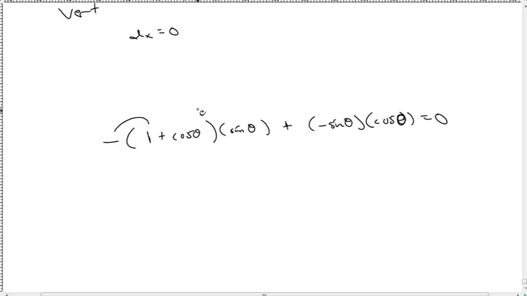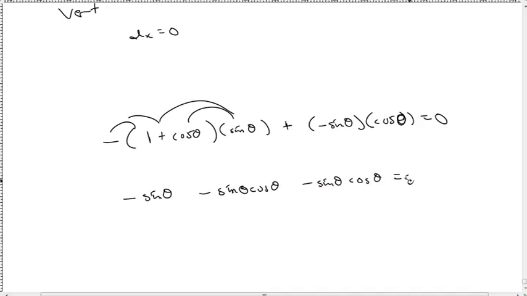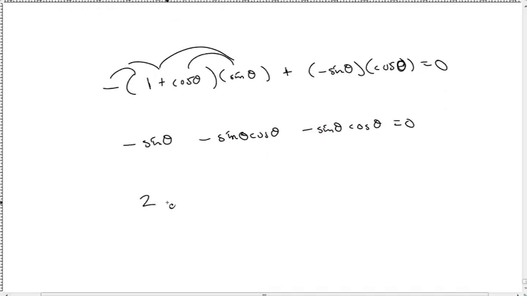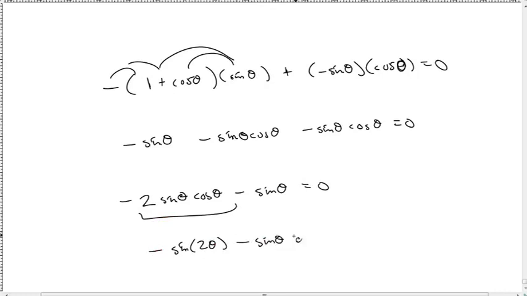This is actually super similar. I got my negative, I guess. Well, let me just go ahead and distribute this guy and my negative. So I got a negative sine theta. I've got a negative sine cosine. And then I got a negative sine cosine. These guys combine to make negative 2 sine cosine, which, gee golly, I've seen that formula before. It's sine of 2 theta. You memorized some of that stuff, didn't you?